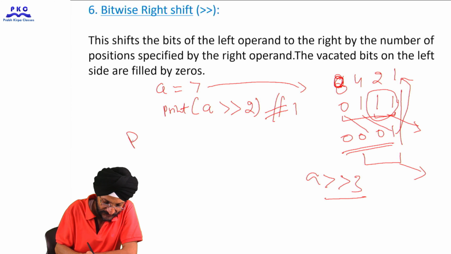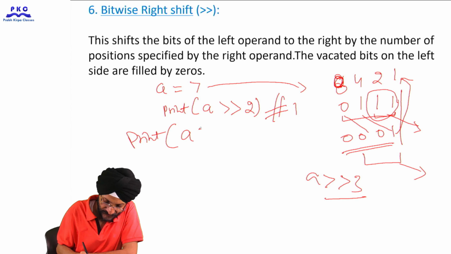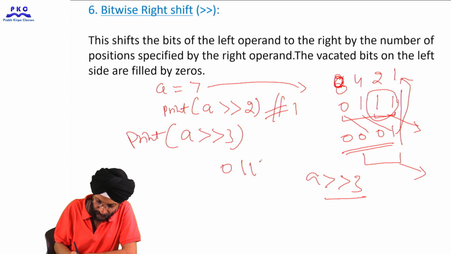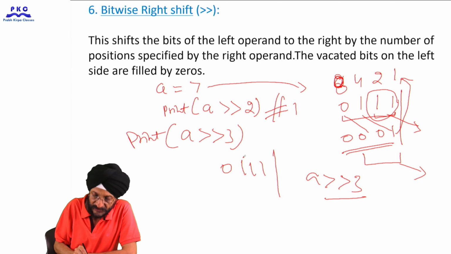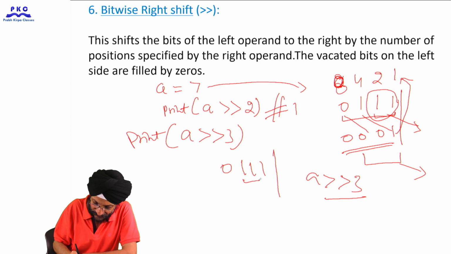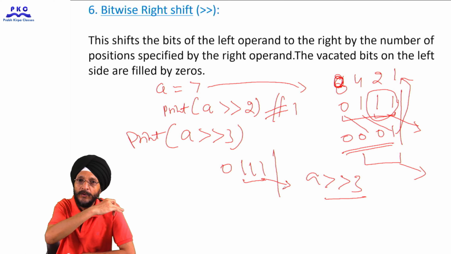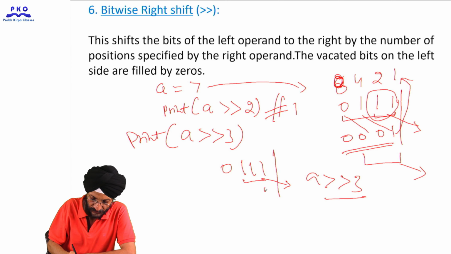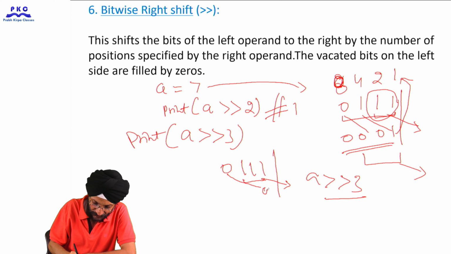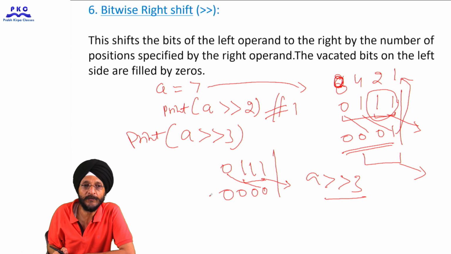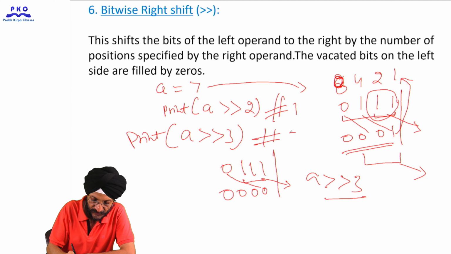Now if it is given print a right shift 3, what will be the result? In that case, this was the value. What was to happen? We will have to shift these three, because here it is written 3. So we will have to shift these three to the right side, to outside. So 0 will come here. The balance will be filled with zeros. So what is the net output? The net output will be 0.